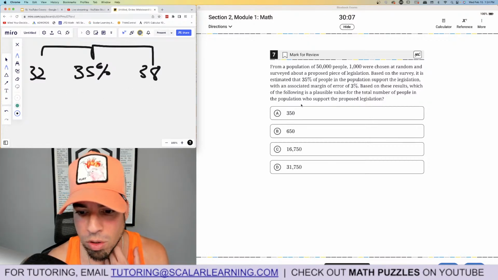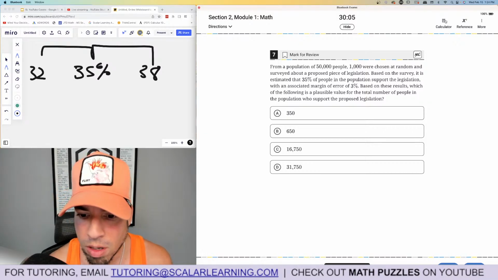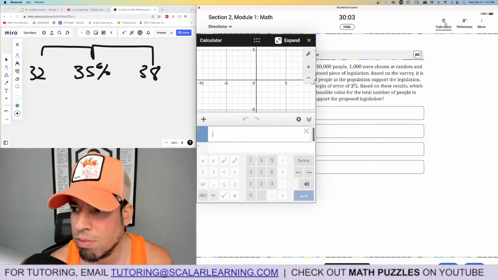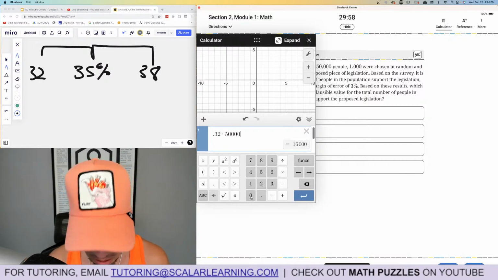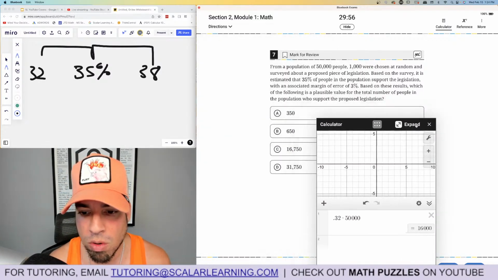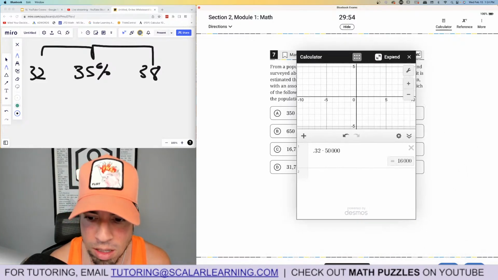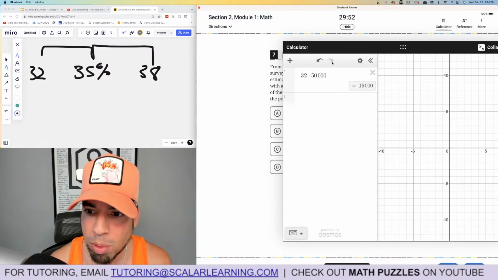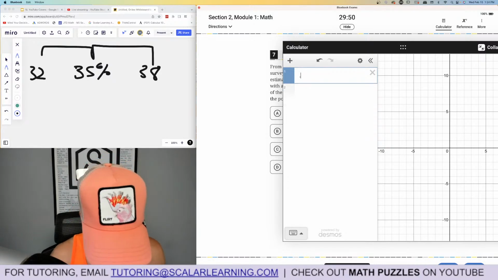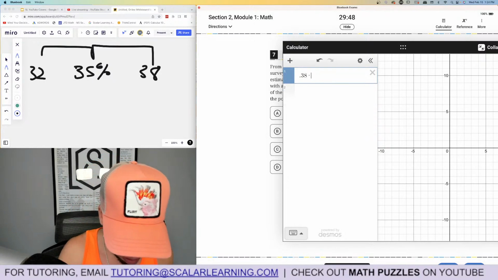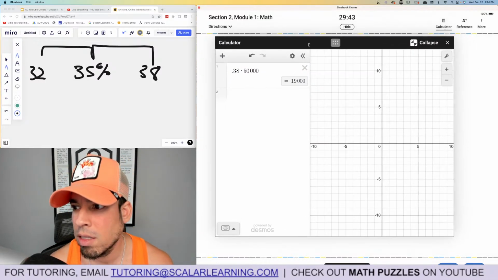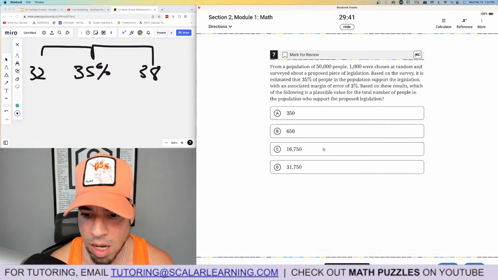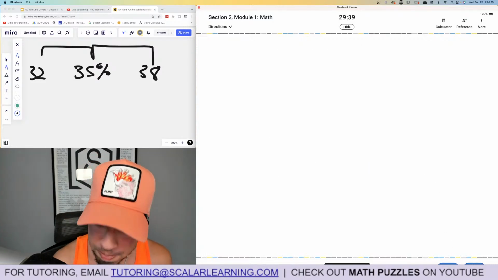So we need the calculator. Let's use it. This is going to be fun. 32% of 50,000 is 0.32 times 50,000, which is 16,000. So it can be as low as 16,000. And then let's do 0.38 times 50,000, because it has to be in between there. That's 19,000. So that's it. So it's got to be this one, because that's the only one that's in the middle.